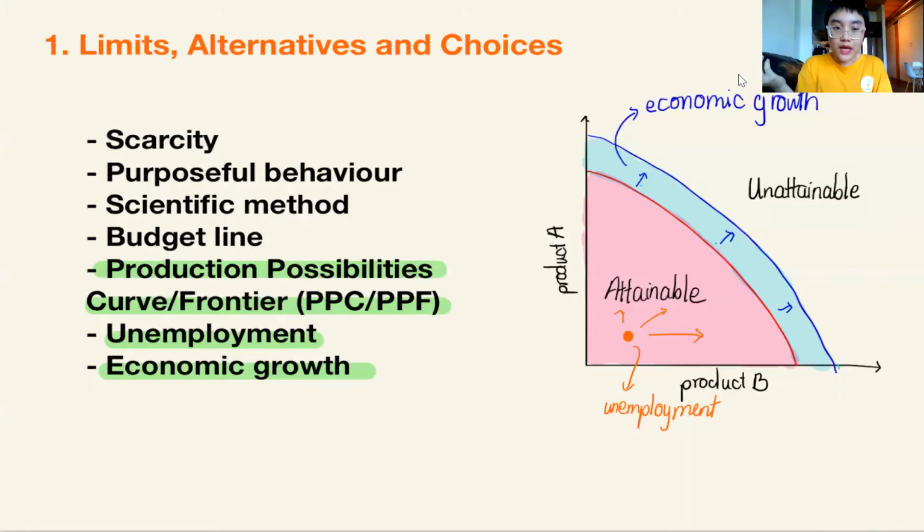The first chapter that you may need to review is limits, alternatives, and choices. I have listed out things that you may want to review for this chapter. However, you may want to pay a little bit more attention to the PPC or PPF, production possibility curve or frontier. You may want to learn what it is, how it works, what is the difference between a point inside, on, and outside a curve, the area inside and outside a curve, as well as learn how to use the curve to explain the two concepts, unemployment and economic growth.